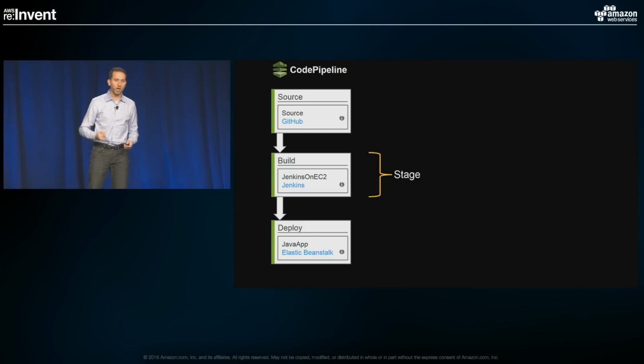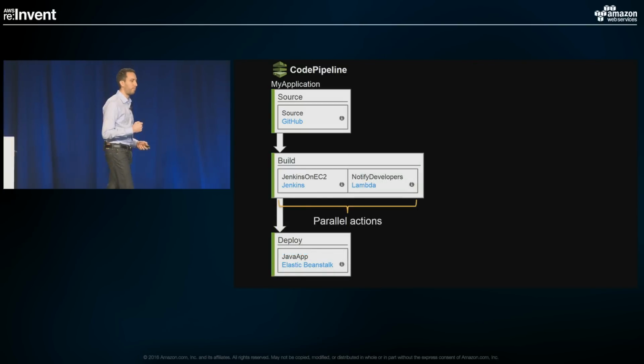And a stage is a logical representation of a stage in your release process, such as build or deploy. Within each stage, you can define one or more actions. And each action is an actual operation that's happening within that stage, such as an actual build action.